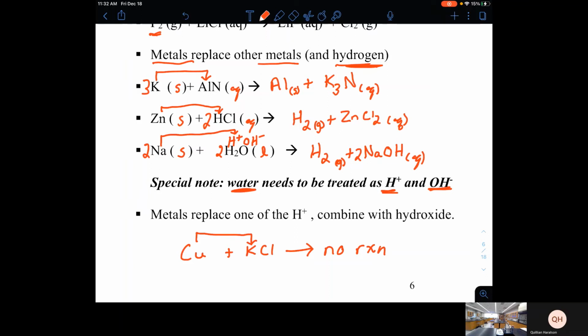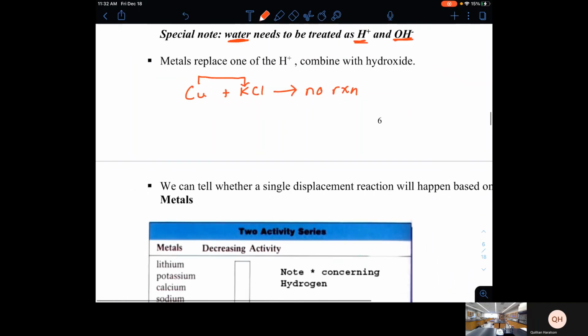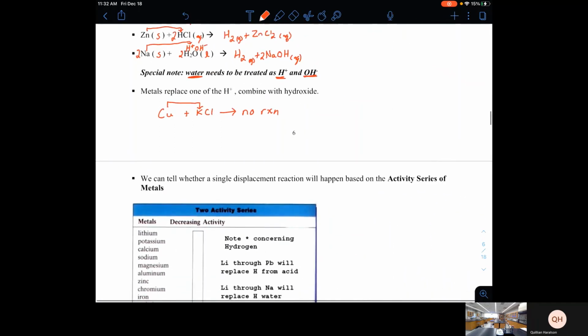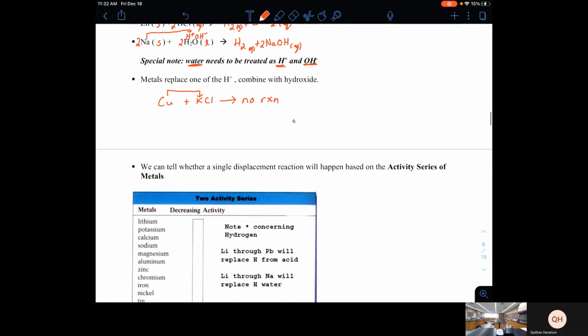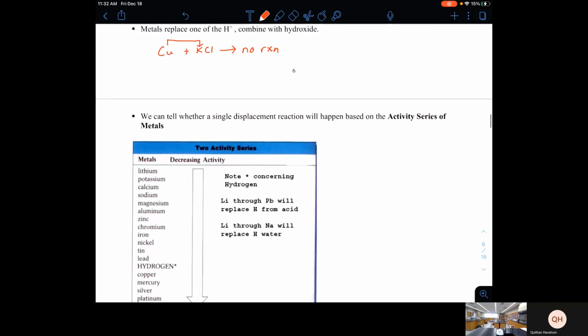Now, the question that you probably have is, how do I know which one is going to be strong enough to displace the other one? And the way that we're going to figure this out is we will use what is called the activity series of metals. And the activity series of metals is nothing more than just a table that ranks the metals according to their strengths.